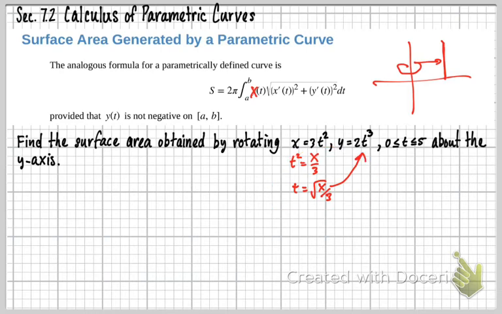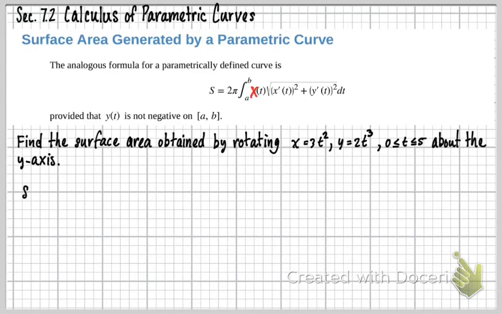Okay, so let's get started with that. So I have S equals 2 pi, the integral from, where are we going, from 0 to 5. And before we get started with the rest of this, we are going to need an x prime t and a y prime t. So let's just calculate those really quick. So now we can sub everything in.